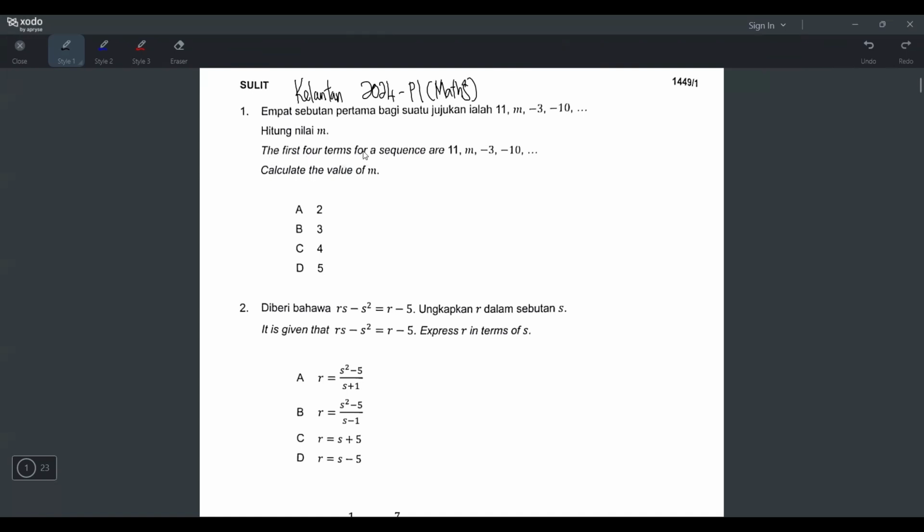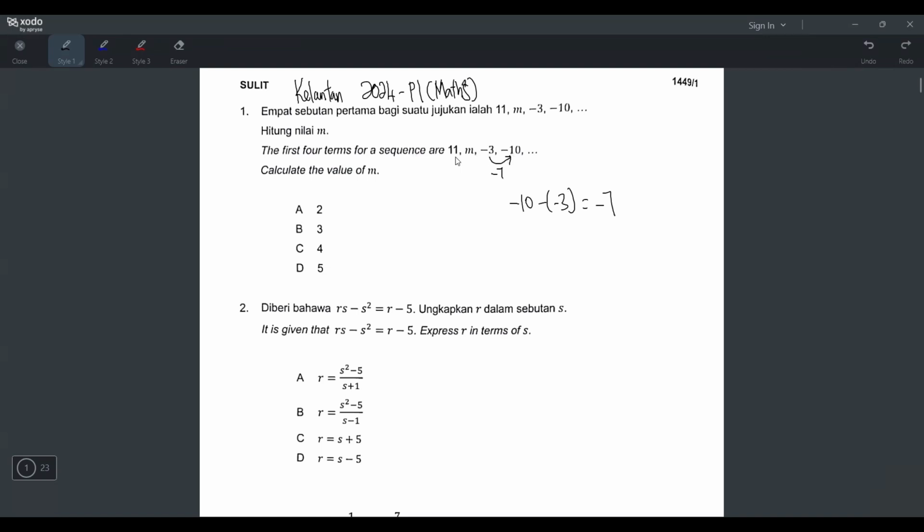Let's read. The first four terms for a sequence are 11, m, -3, -10, and so on. Calculate the value of m. So if I want to do this question, I need to learn what's the pattern for the sequence first. Means I need to know how to get from one number to the next. So I can do it by looking at -3 and -10. What is -10 minus -3? It's -10 plus 3, and if you press calculator, you will get -7. So from -3, if you want to get to -10, you have to minus 7.